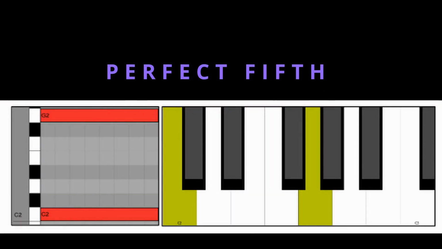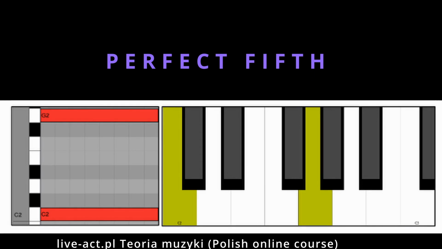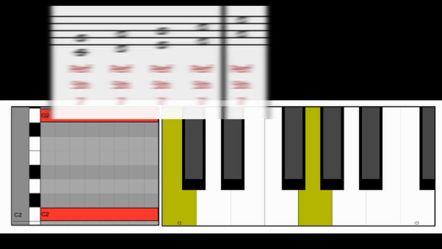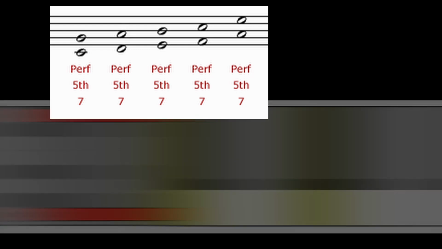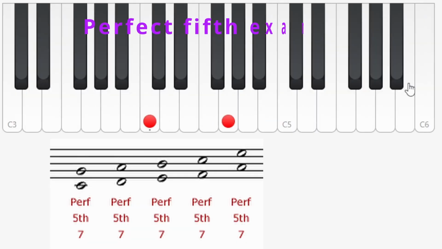Then we have perfect fifths. They sound perfect like fourths, but are bigger. They work for bass lines, and can be paired with perfect fourths too. They sound like this. They are 7 semitones apart. And this is one of the most important intervals to learn.